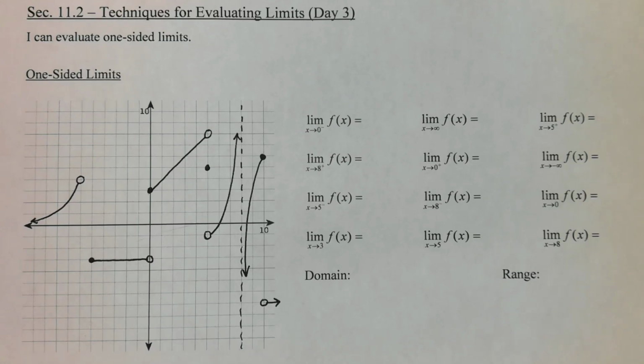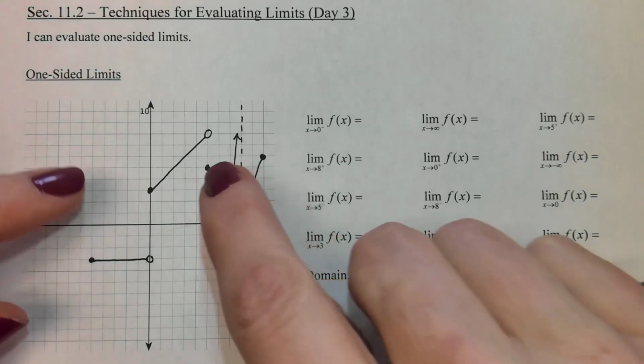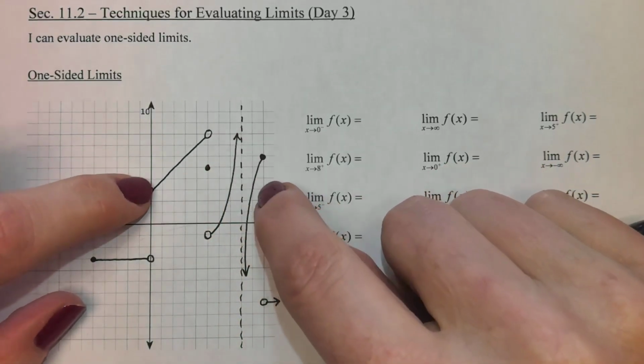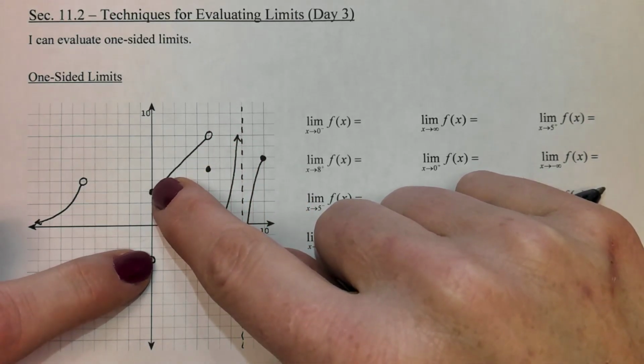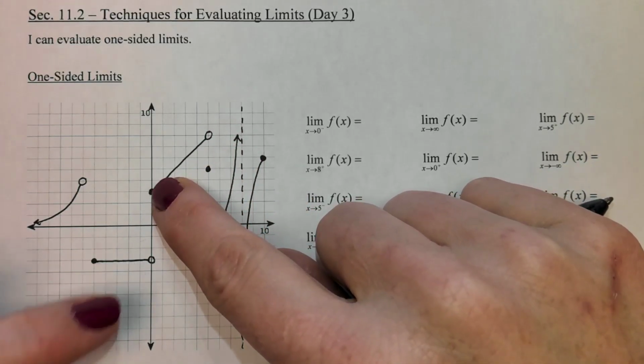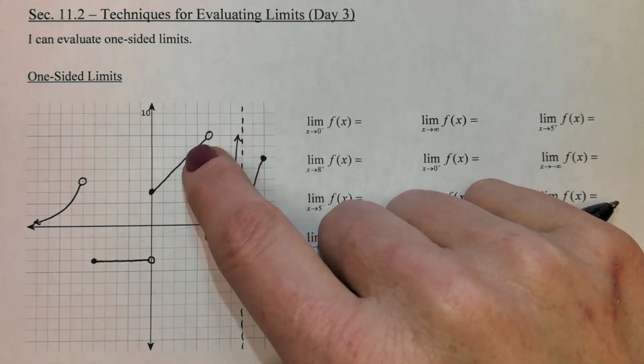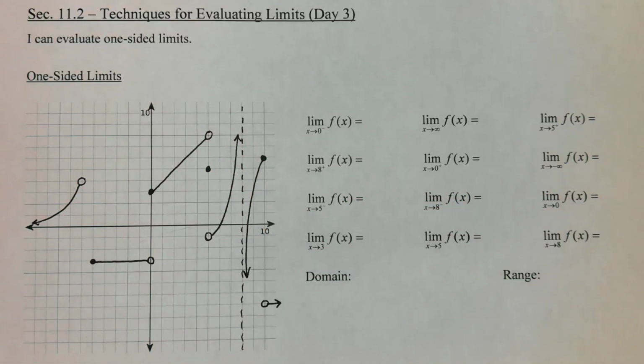All right, this is section 11.2, day 3, and today we're going to talk about one-sided limits. So in our previous lesson, we were talking a lot about as we approach a limit, how we want to approach from both sides, and as we approach from both sides, if our fingers don't match, then we don't have a limit. Today we're just going to be taking away one of the fingers. So you're just going to be approaching from either the positive side or the negative side of a particular limit.